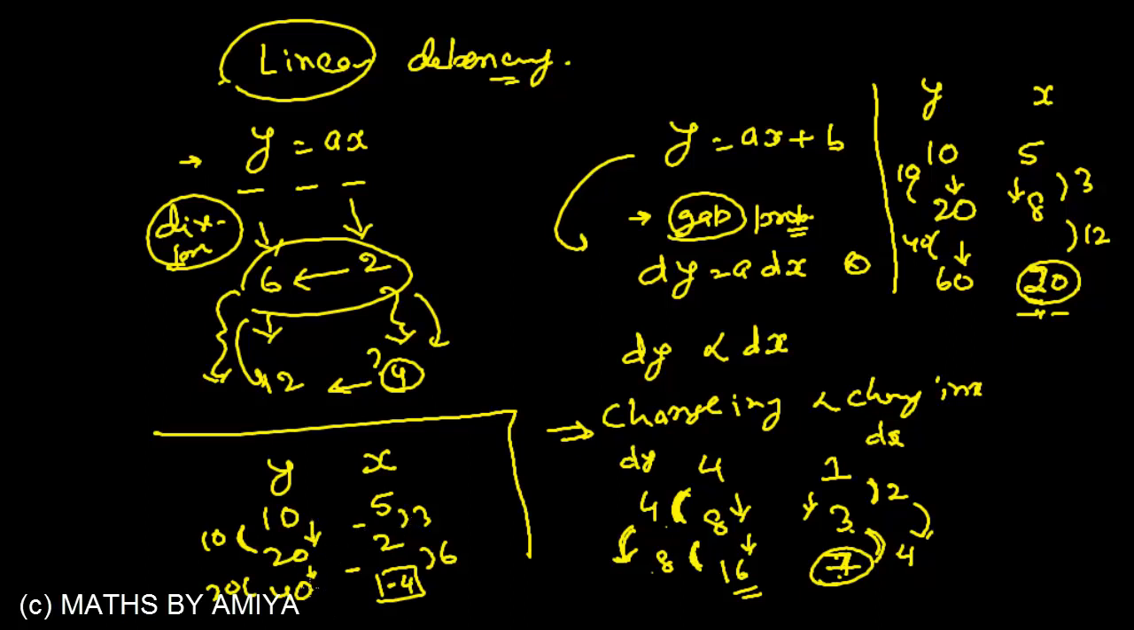If both increase, just increase. If one is increasing, the second one is decreasing. It's again increasing, it should decrease by 6. 2 should be decreased by 6, so it's minus 4. That is the corresponding x for the 40. I hope this one is clear.